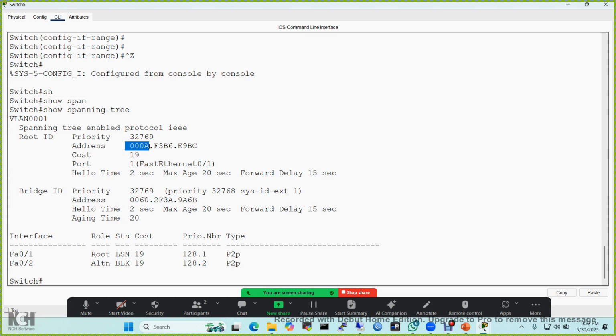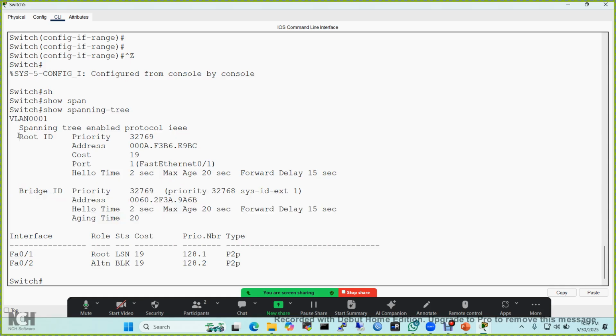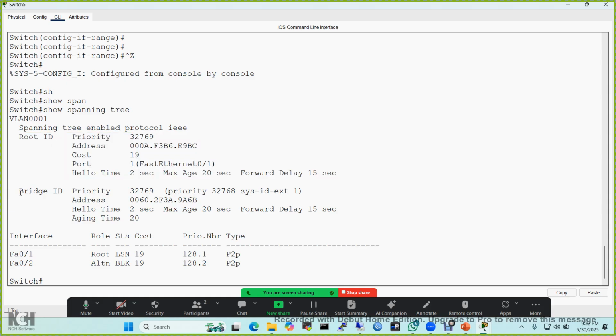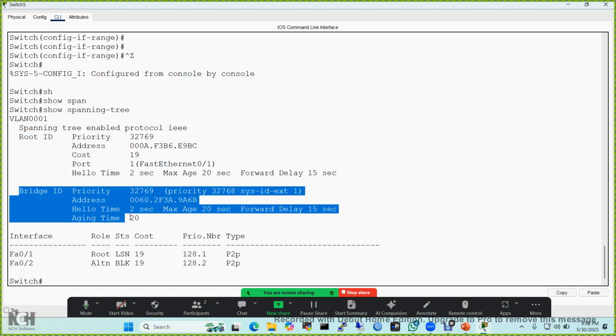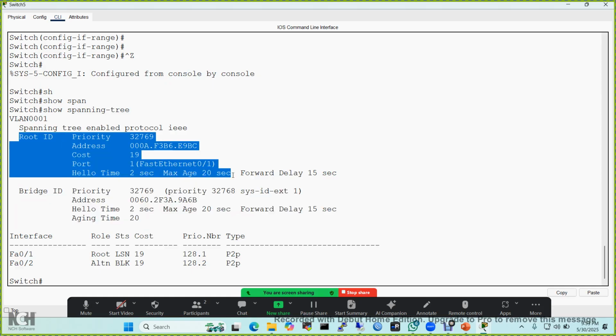In the show spanning tree message, you will get the bridge ID of each switch, and you can see who is the root of this network from all the switches. Here there are two messages. One is for this switch only. This part is for this switch, and this part is for the root information.